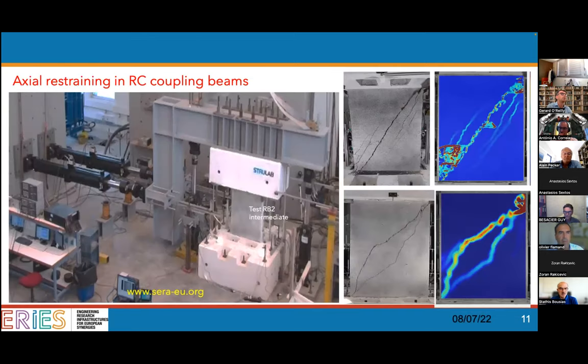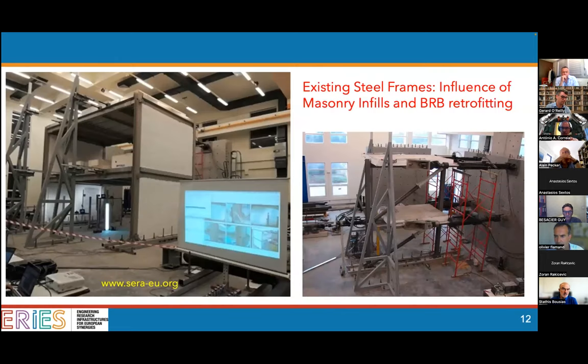Second series of tests regarded the testing of reinforced concrete coupling beams that were again isolated from the buildings that were treated numerically. And on the right-hand side, you can see some pictures from the digital image correlation technique that was employed to identify cracks and the fields of deformation on the structure. And then finally, the third test regarded an existing steel frame that the user team wanted to study.